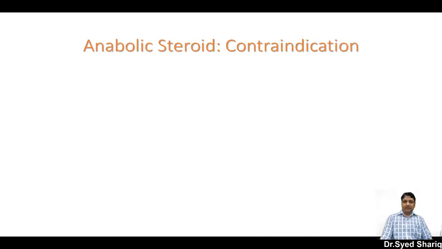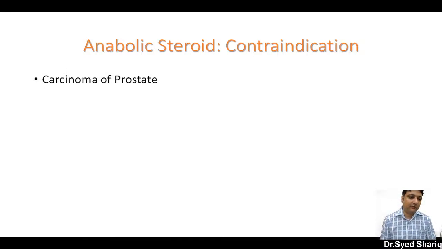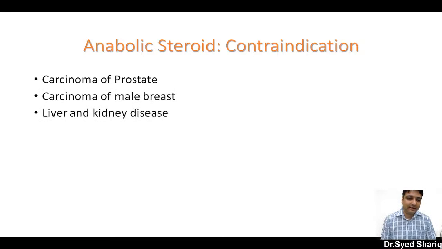Now the next one is the contraindications. Basically the contraindications are the same as for any androgen like testosterone. Anything which relies on testosterone to grow, that part or the cancer of that part will definitely grow with these anabolic steroids because they have androgenic properties. For example, carcinoma of prostate, male breast cancer, some liver and kidney diseases, and during pregnancy, these are totally contraindicated in these patients.